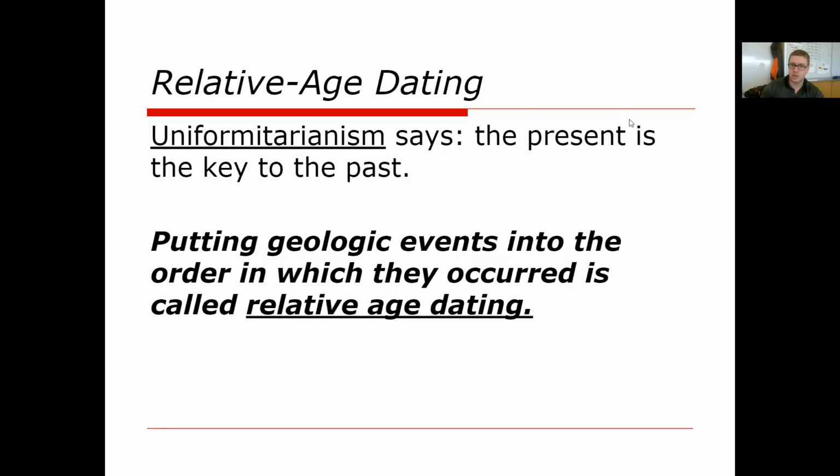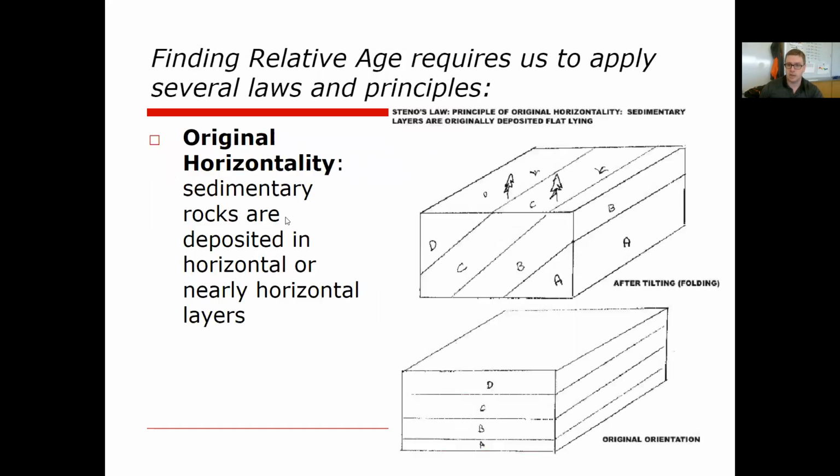So relative age dating is this idea of uniformitarianism. That's a big old word that means that the present is the key to the past. This uniformity in the rocks let geologists know what was going on in the past by following specific principles. To keep it simple, by putting geologic events in order in which they occurred, we call that relative age dating.